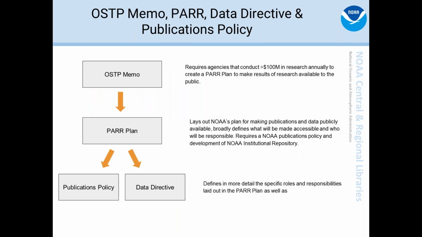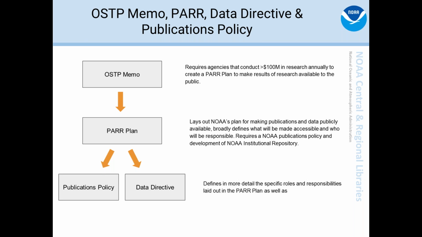So to start, we're going to talk about what governs the institutional repository. The institutional repository started with the OSTP memo that requires agencies that conduct over $100 million in research annually to create a public access plan and to make the results of all research available to the public. This was put out in February of 2013. NOAA's response to this was the NOAA PARR plan. This lays out NOAA's plan for making publications and data publicly accessible and calls for the development of a publications policy as well as the development of the NOAA Institutional Repository.